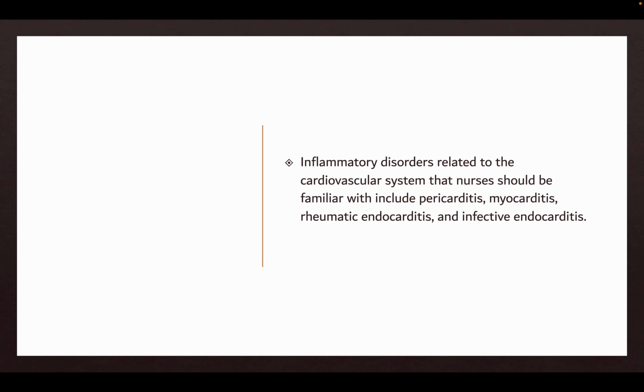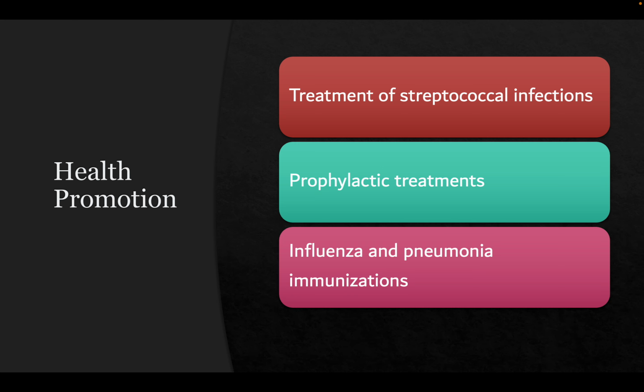So here's what I just talked about. It's related to any of these that you're familiar with: pericarditis, myocarditis, the endocarditises. So, health promotion and disease prevention. Early treatment of streptococcal infections can prevent rheumatic fever. And then prophylactic treatments, including antibiotics for clients who have cardiac defects, can prevent infective endocarditis. And influenza and pneumonia immunizations are important for all clients, especially older adults, in order to decrease the incidence of myocarditis.